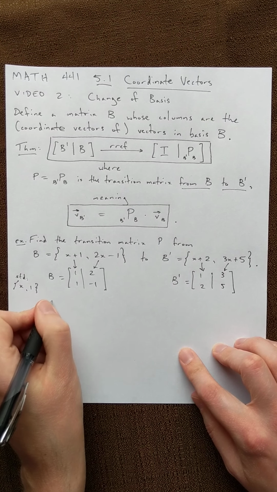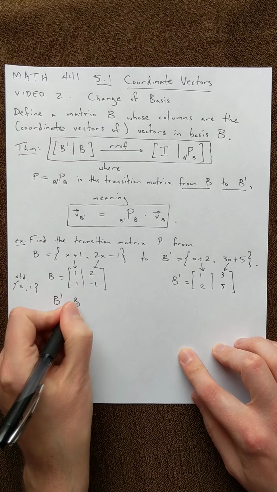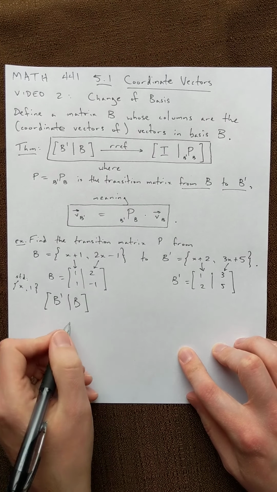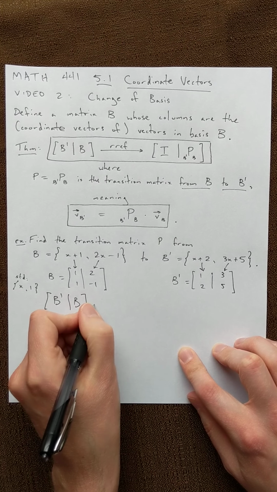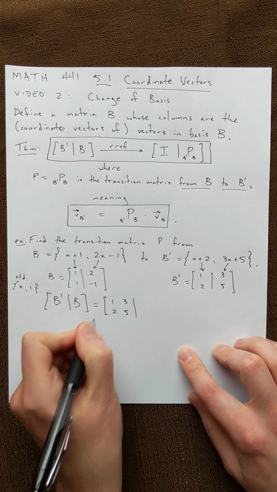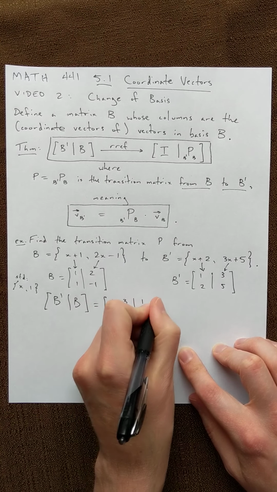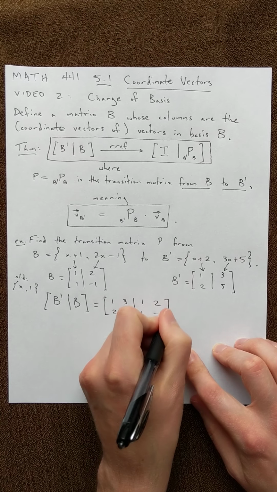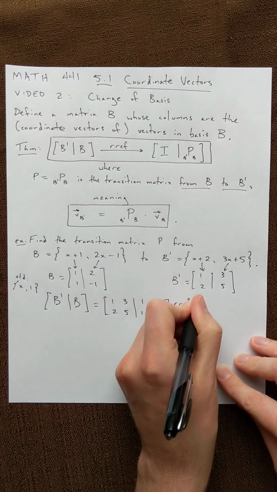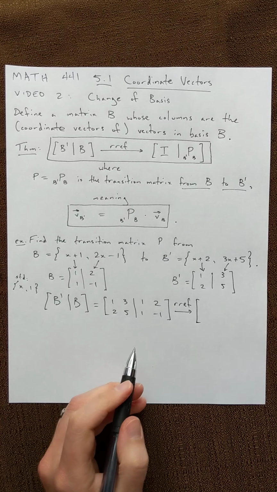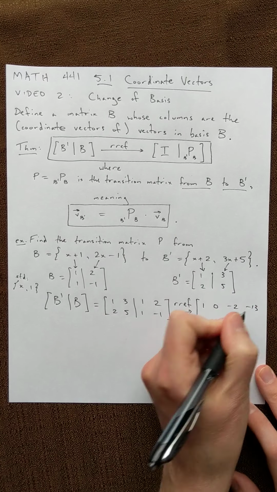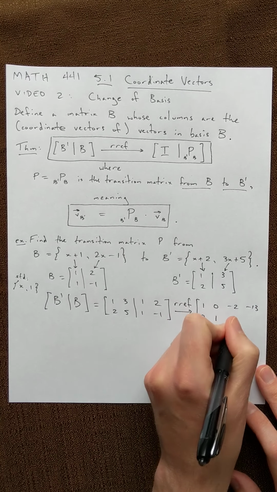So our transition matrix, we're going to need to put B prime on the left and B on the right. So the order is really, really important. Okay, so B prime B is going to be 1, 2, 3, 5. And this is an augmented matrix with B on the right, 1, 2, 1, negative 1. And then I'm going to find the reduced row echelon form of that. And I'm just going to type that in a calculator. It turns out the answer you get is 1, 0, negative 2, negative 13, 0, 1, 1, 5.